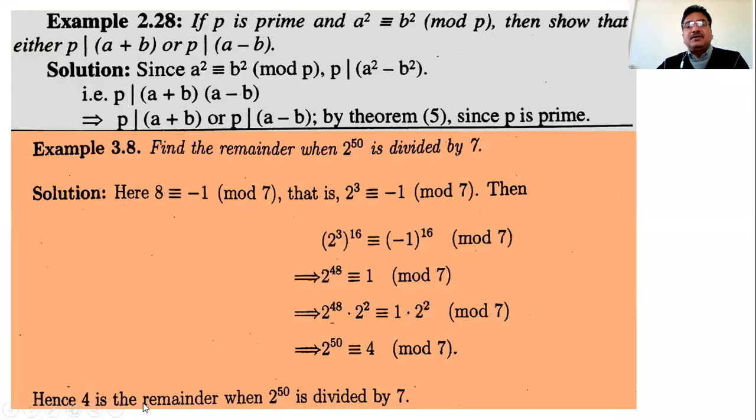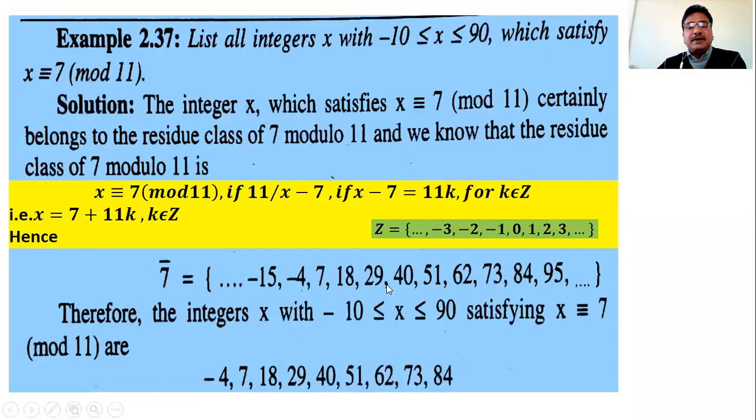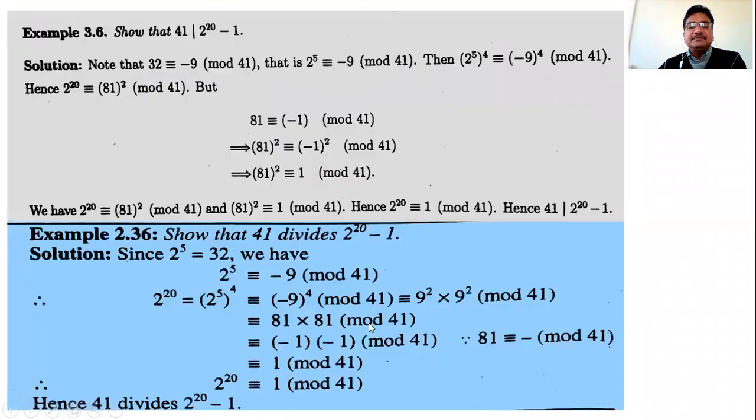Z6, here is the table for Z6. Z7, okay, Z7 star is what? So Z7 is this, and Z7 star is what? 1 bar, 2 bar, 3 bar, 4 bar, 5 bar, 6 bar, because all these 1 bar, 2 bar, 3 bar, 4 bar, 5 bar, 6 bar have multiplicative inverses. So Z7 contains 7 elements, and Z7 star contains 6 elements. So what are they? 1 bar, 2 bar, 3 bar, 4 bar, 5 bar, and 6 bar.